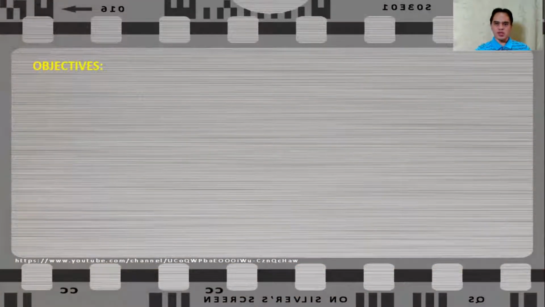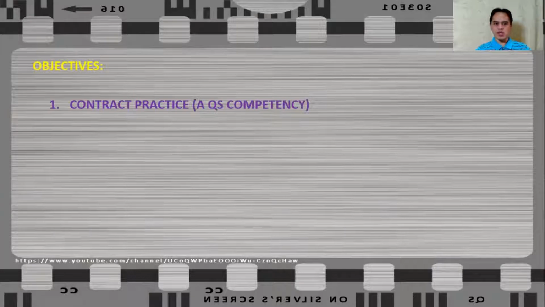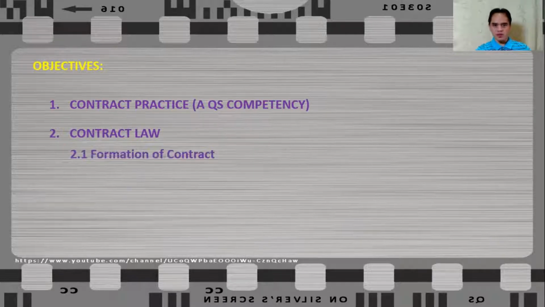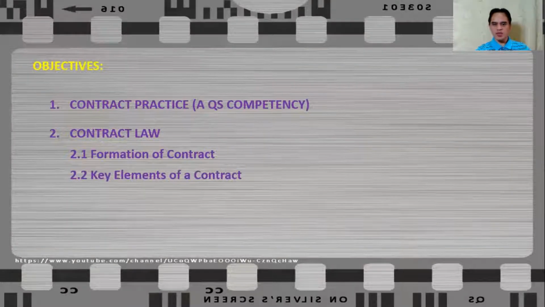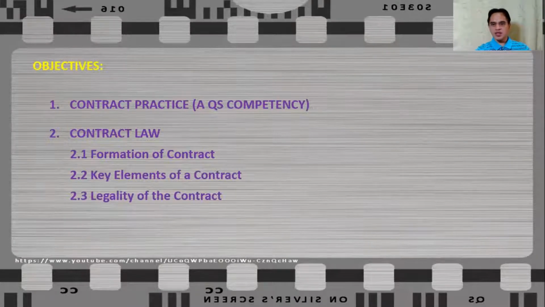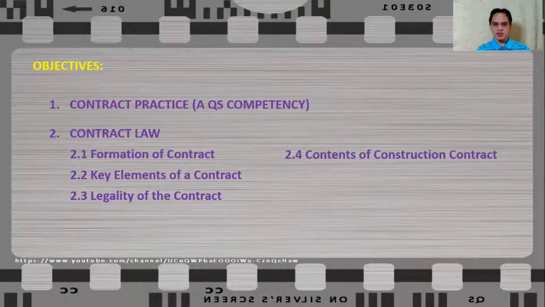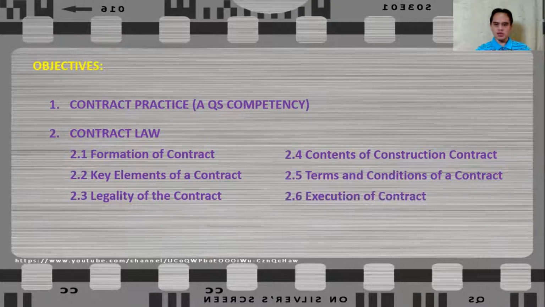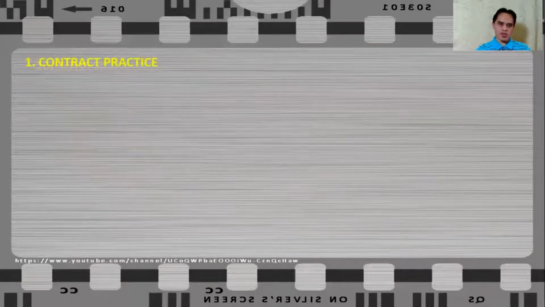To begin with, our objective for this discussion is to discuss contract practice as a QS competency, and we are going to proceed with the discussion of contract law. Here we are going to talk about the formation of contract, the key elements of a contract, the legality of the contract, contents of a construction contract, terms and conditions of a contract, and execution of contract. Now, let us start. Contract practice.